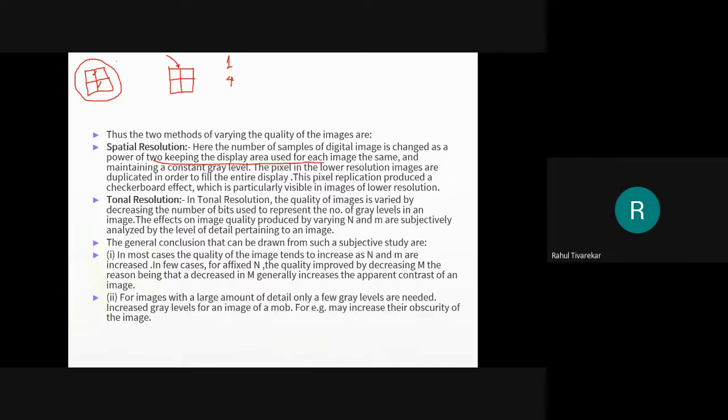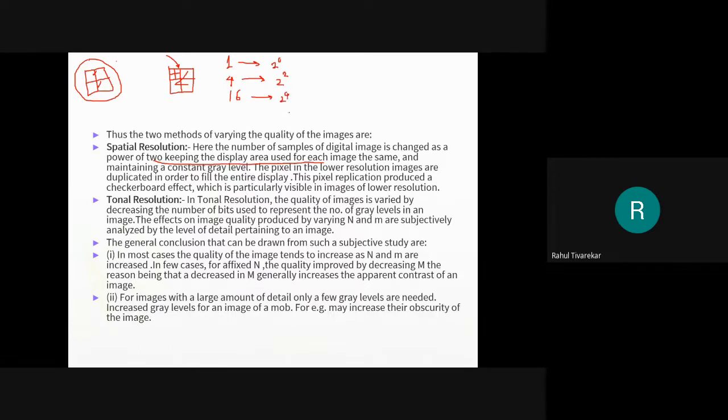Further, if I want to increase the quality, what will I have to do? Further, I will have to divide each of these boxes into 4 pixels. So what will be the total number of pixels then? 4 plus 4 plus 4 plus 4. So a total of 16 pixels are needed to represent the same image with high resolution. So in the first representation, I use only 1 pixel, which can be called 2 raised to 0 pixels. In the second representation, I use 4 pixels, which can be called 2 raised to 2. In the third representation, I use 2 raised to 4 pixels.